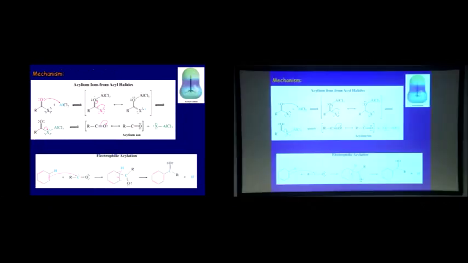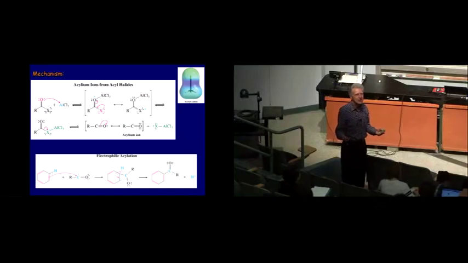We start with an acyl halide, and what we really want is to generate this aluminum complex, and this is indeed the crucial intermediate, complexing to X and then pulling on the X to generate this so-called acylium cation, which is the hot electrophilic species. A very unusual carbocation. Actually, it forms relatively easily because it's stabilized by resonance.